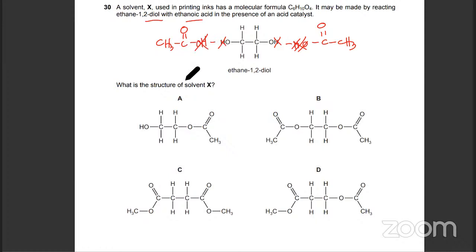So what is the structure of solvent X? Because the molecular formula is C6, there should be 6 carbon atoms: 2 over here, 2 over here, and 2 over here. So it's going to be this one, which is, I think, similar to this one. Meaning in the middle, that's going to be your answer for this one.